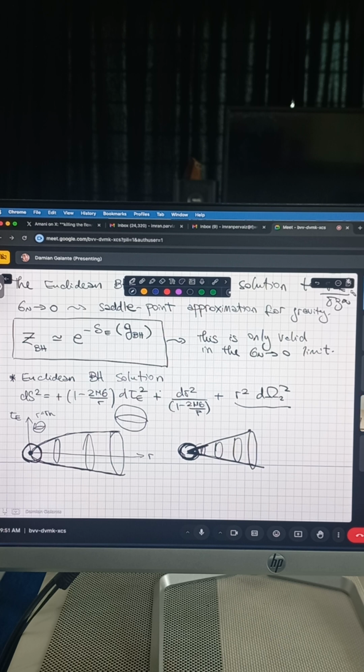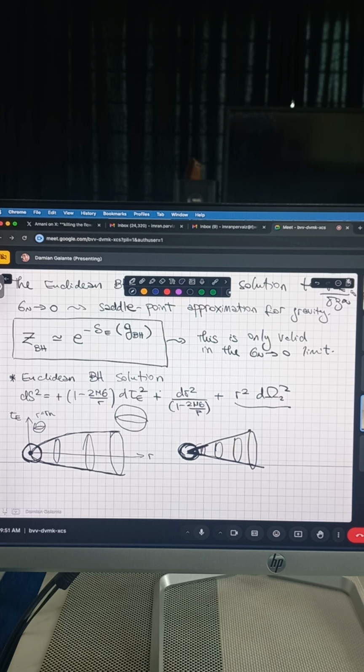Damien, diffeomorphism doesn't guarantee that everything will be smooth. No, it doesn't.